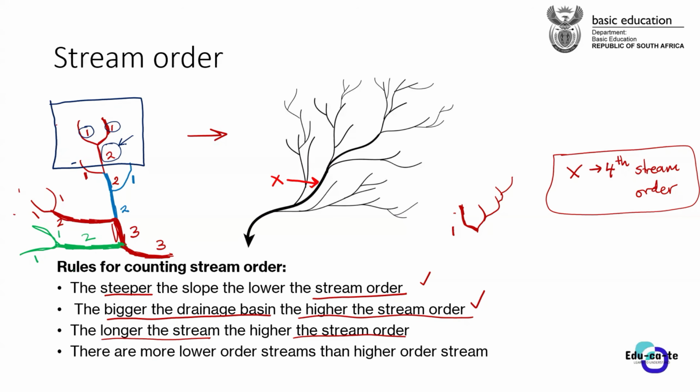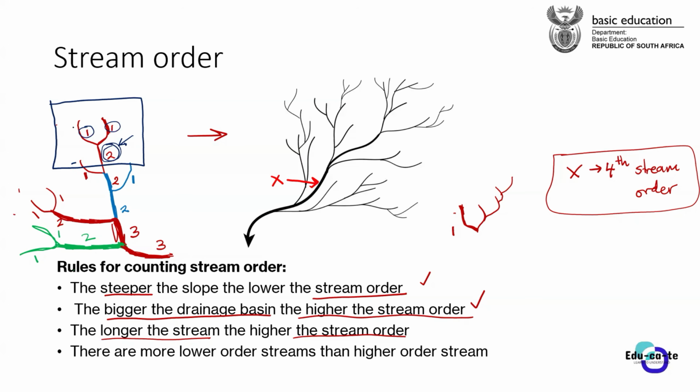Okay, we say that it's a higher order stream because it's the one having a higher order in this drainage basin that I've highlighted with a square there. So if we compare how many higher order streams we have in this drainage basin, we only have one, which is this second order stream. That is the only higher order one in this square that I've drawn. And how many lower order streams do we have? We have two. So in every case, there are more smaller order streams, like those ones.